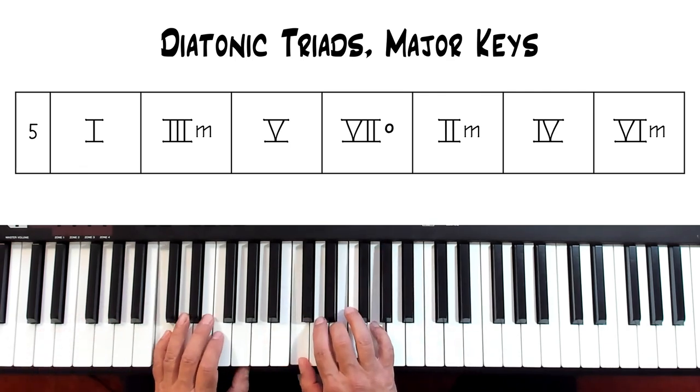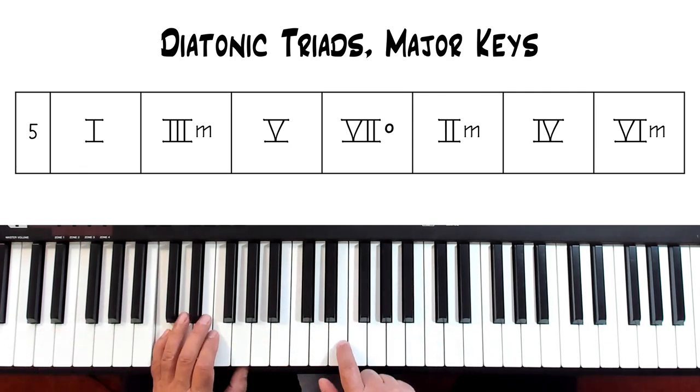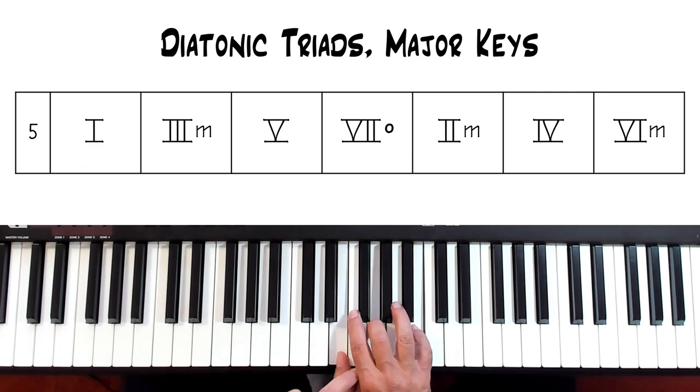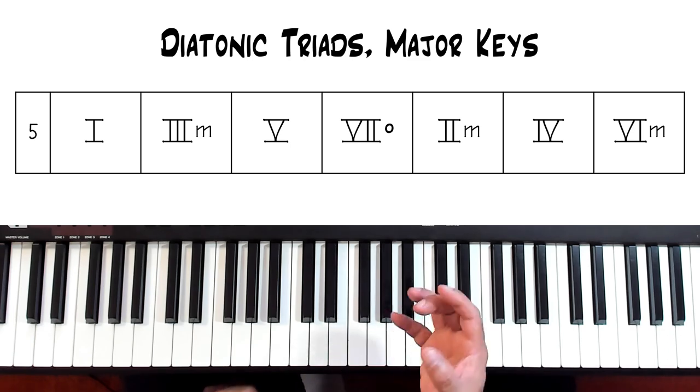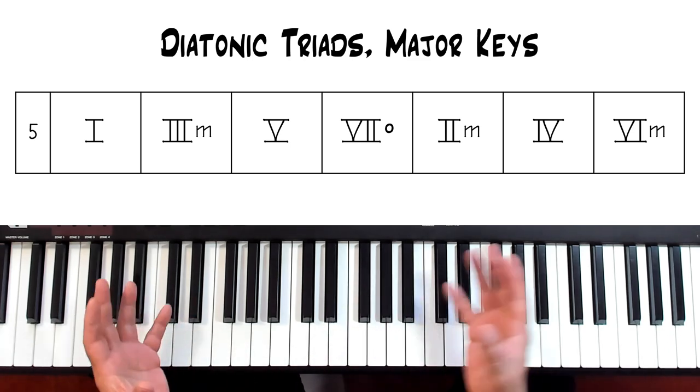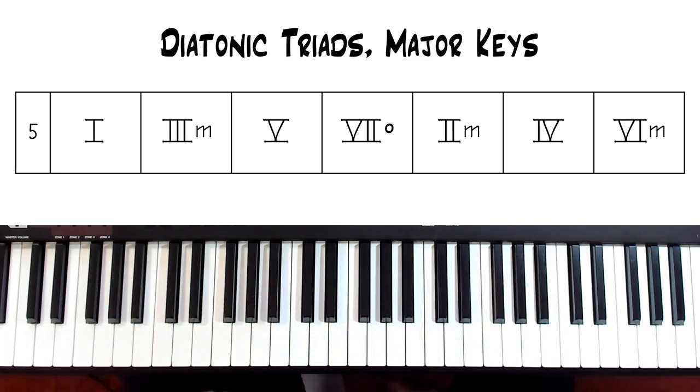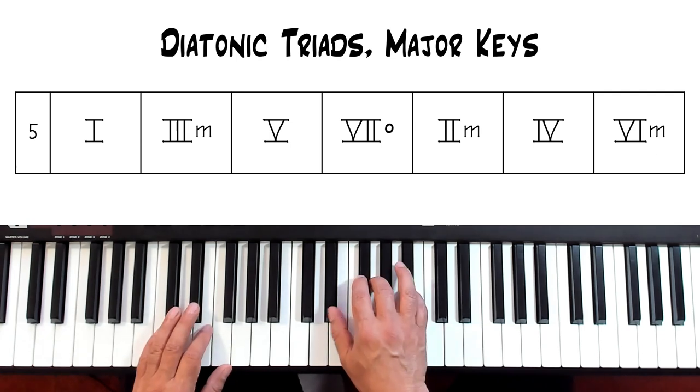Let's go to key of C. Mi, sol, ti, sol, mi. See, the technique is different. At the very last note, you play the triad, so that your mind is connecting everything. Let's go to another one. How about key of E flat?